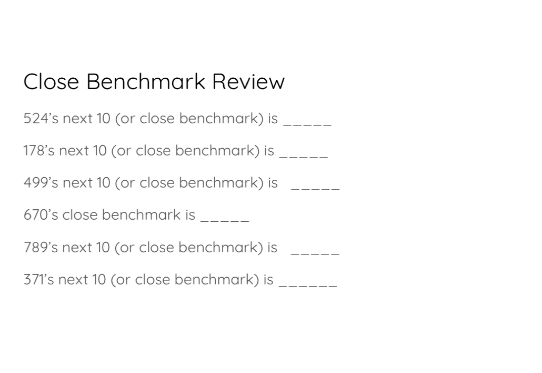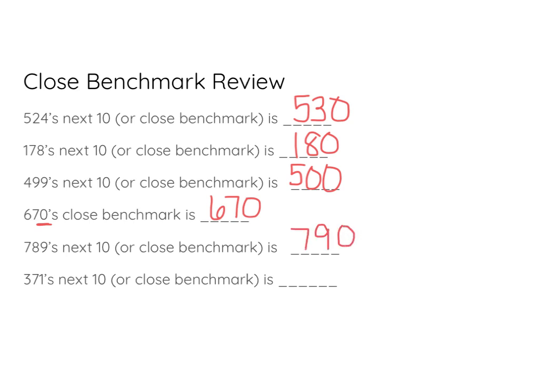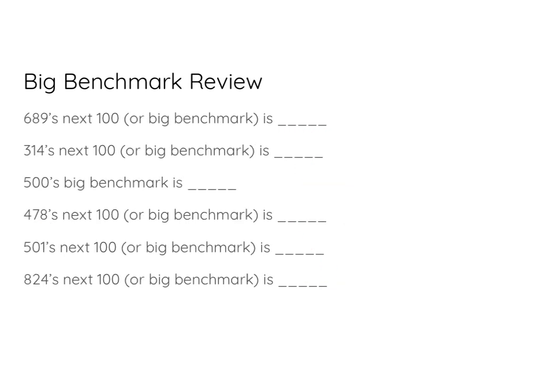All right, 524's next 10. You should have written 530. 178's next 10 is 180. 499's next 10 or close benchmark is 500. 670's close benchmark is 670 because it already is a close benchmark. 789's next 10 is 790. And 371's next 10 is 380. Great job.